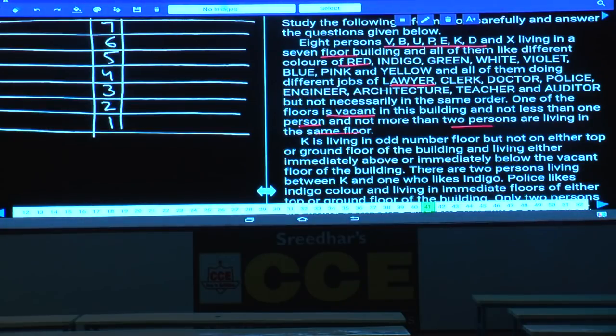Hence, K is living on an odd-numbered floor, but neither on the top nor on the ground floor. Hence, what should be the value of K? K is living on either 3 or 5, isn't it? K can be 3 or K can be 5.